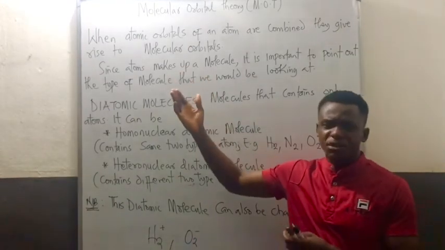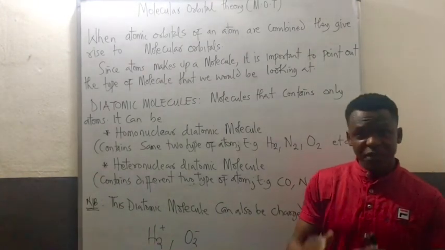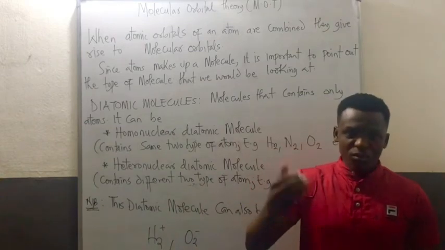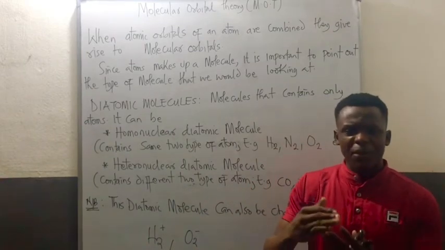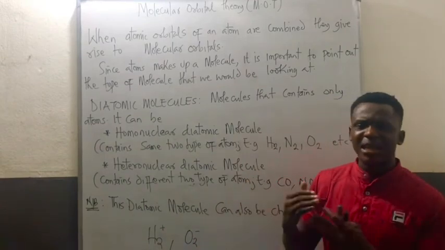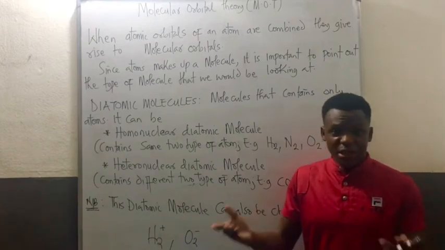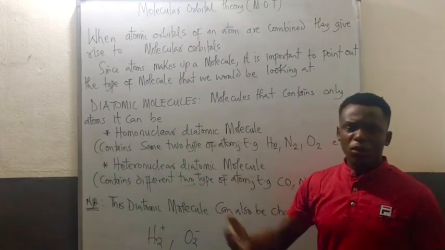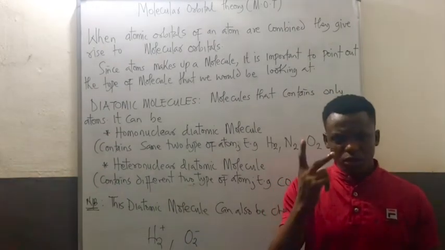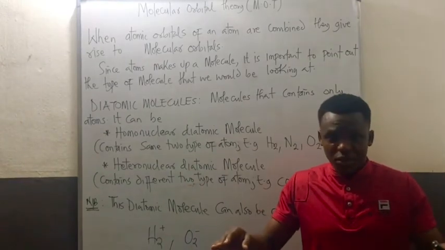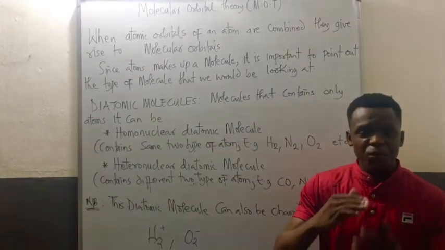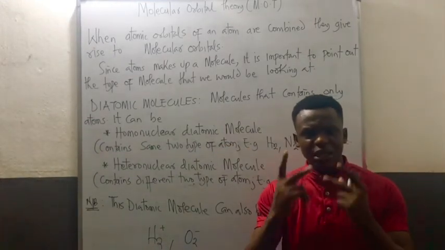Now we say, since atoms make up a molecule, it is very important we state out the type of molecule we are going to be focusing on. The type of molecule we are going to be focusing on majorly is going to be the diatomic molecules. And you may want to ask yourself, what is a diatomic molecule? Very simple. Diatomic molecules are those molecules that contain specifically two atoms. Yes, two atoms. Triatomic is three, but we're not looking at triatomic. For the sake of MOT and for the sake of this level, we're going to be looking at specifically diatomic molecules that contain two atoms.